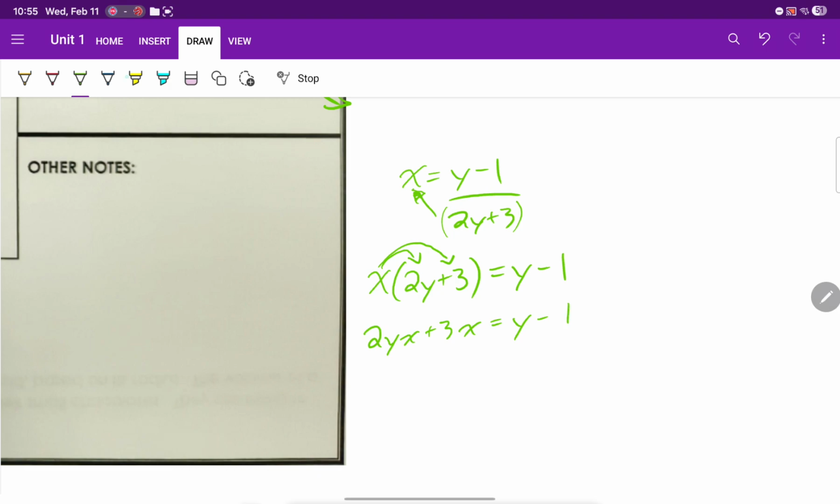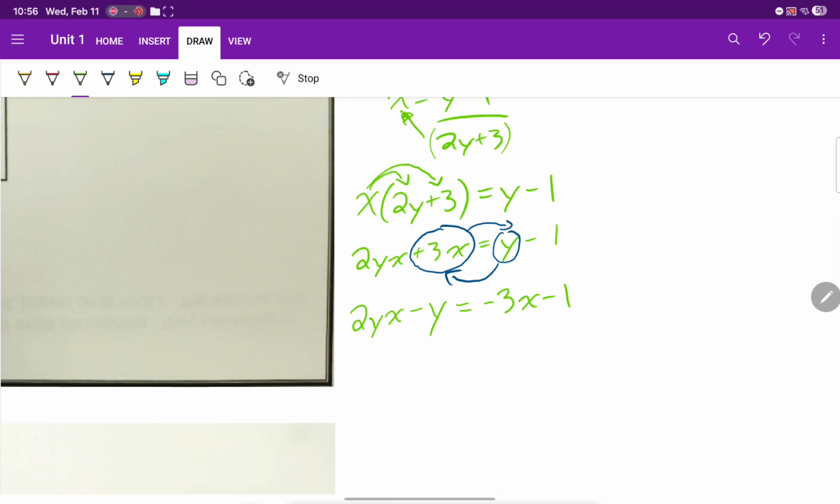Now, typically when we're isolating for a variable, we're going to want to get that variable to one side. So in this case, I am isolating for the y, so I'm going to try to get all the y's on the same side. That means I'm going to bring all my y's to the left side. Anything without a y is going to go over to the right side. We're going to go 2yx. That one y came over, so it becomes minus y equals. My 3x went over to the other side, where it's going to become minus 3x minus 1.